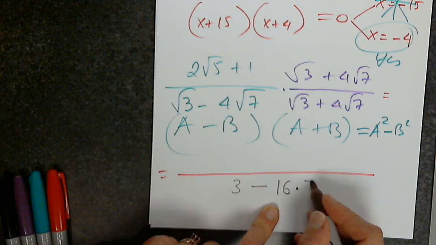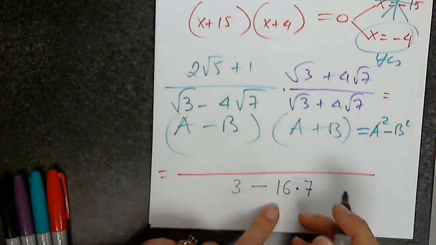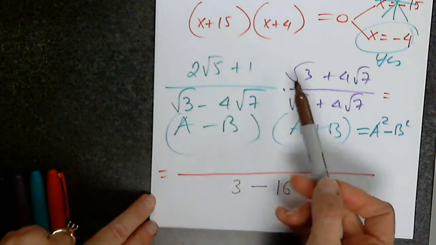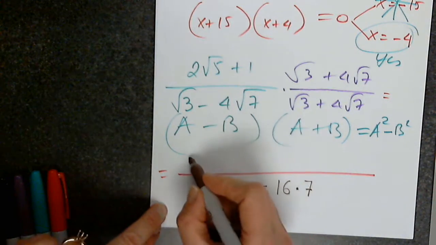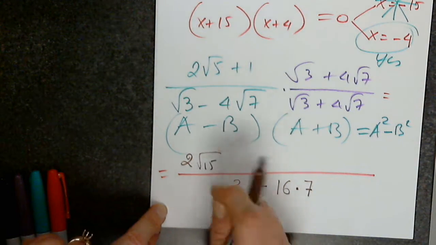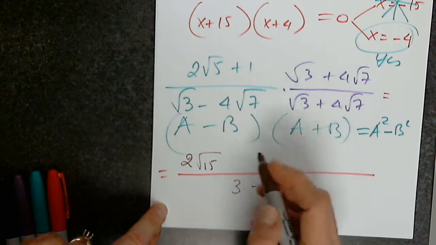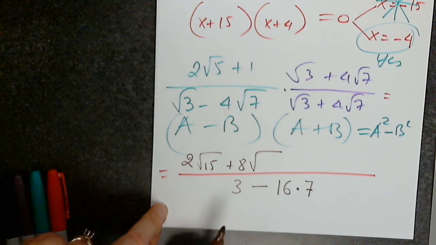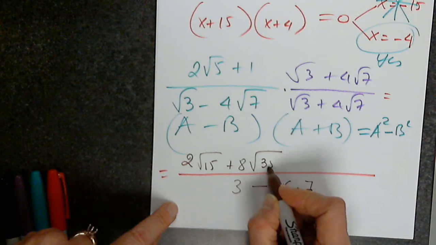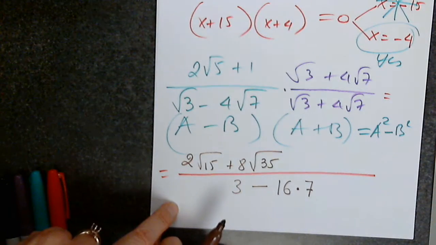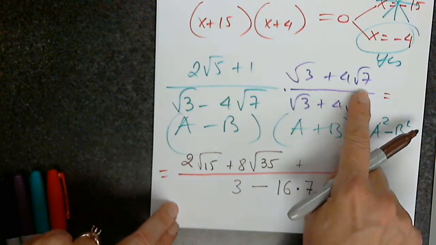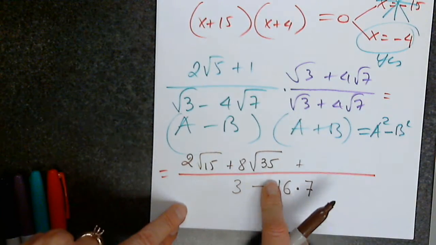16 plus 7. Times 7. Multiply. Yeah. Right. Good. So now the rest, the top has to be distributed. This times this. 2. That's it. This times this. Plus 8, the square root of 35. Right? 2 times 4 is 8, the square root of 5 times the square root of 7 is the square root of 35. Correct?